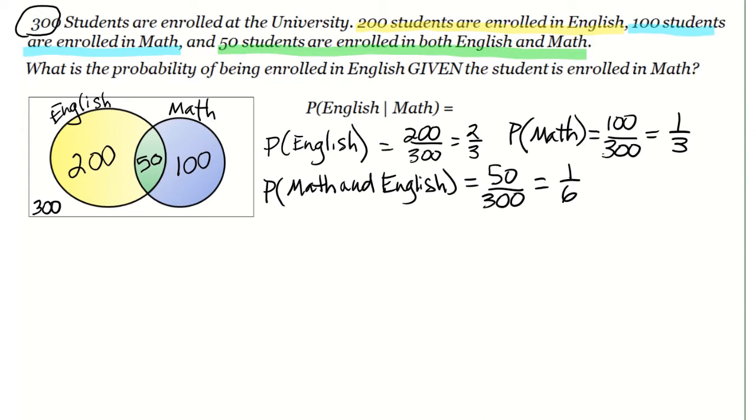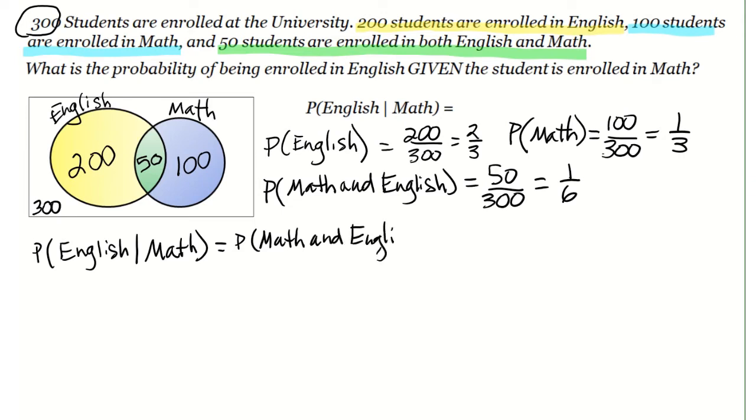So let's take a look at that formula, and then we'll see how to solve it with the Venn diagram. So if I'm looking at the formula of being enrolled in English, given that I'm already enrolled in math, that is going to be the probability of being enrolled in math and English divided by the probability of being enrolled in math.